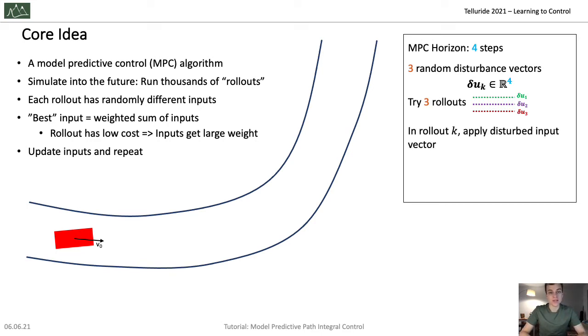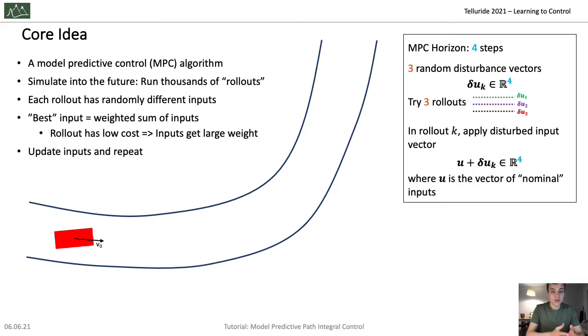Every one of them gets a separate color. And in the kth rollout, we apply a disturbed input vector, u plus delta uk. So all those perturbed input vectors share this vector u, but on top of that, we add this random noise vector. And again, that combined vector is really the input that we apply to the system, and it's again a 4-component vector.